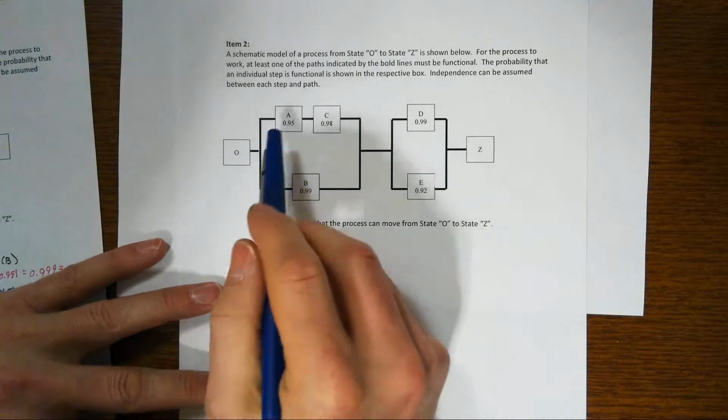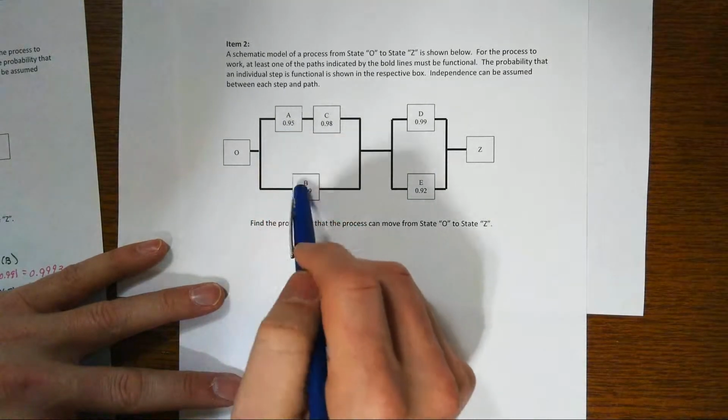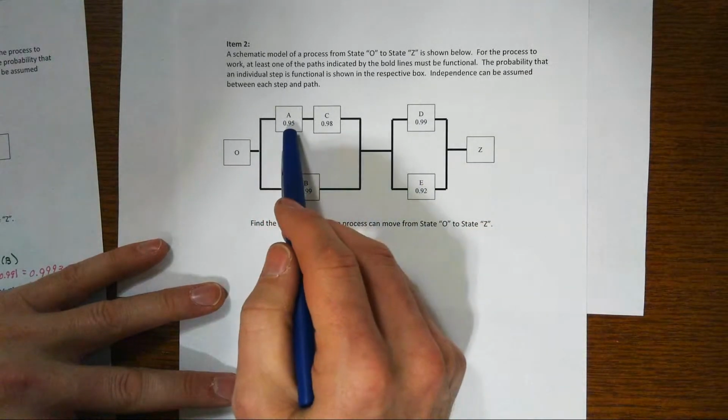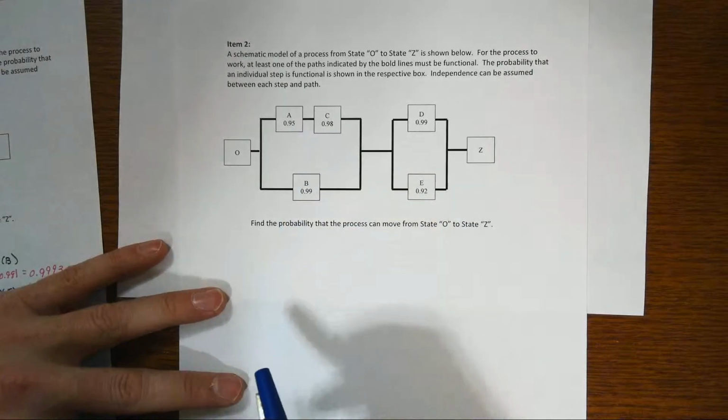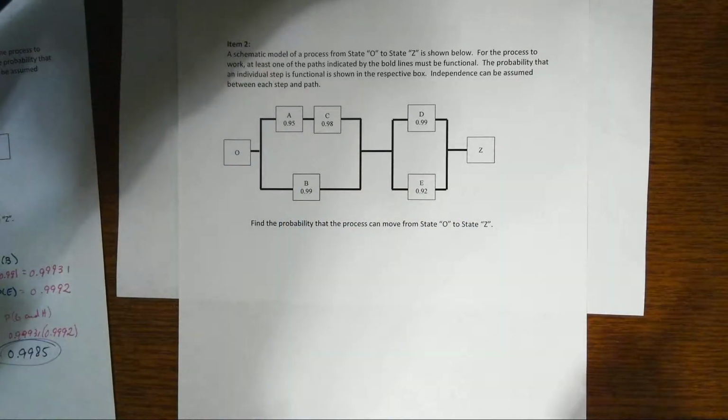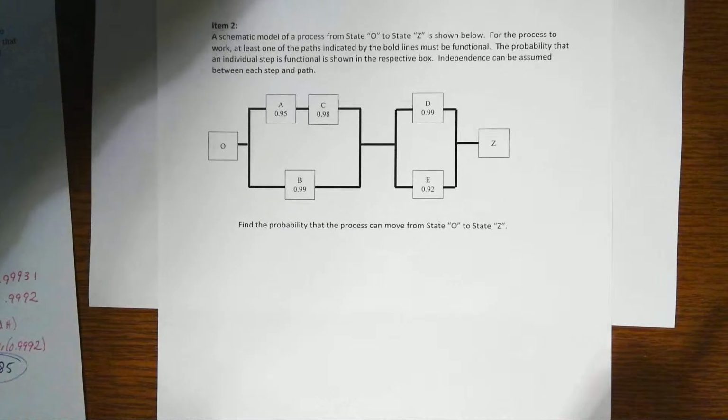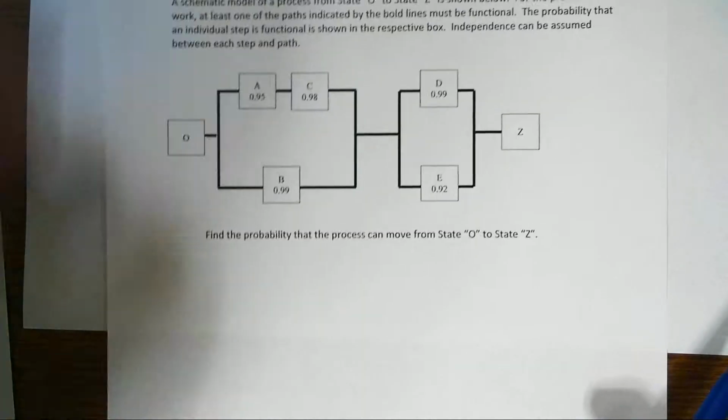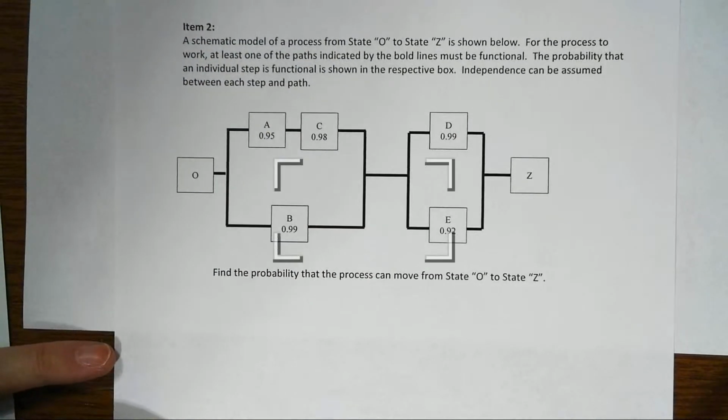Inside of each of the boxes of events A, B, C, D, and E are the probabilities that we can get through that successfully. So let's zoom in and see if we can't figure out a nice simple way to do this.